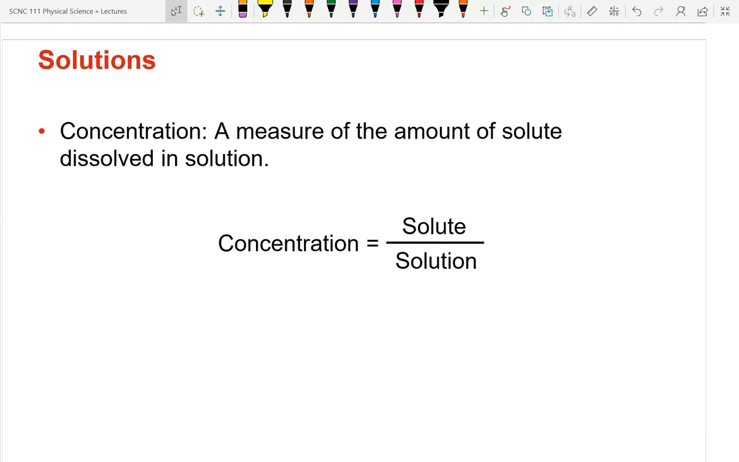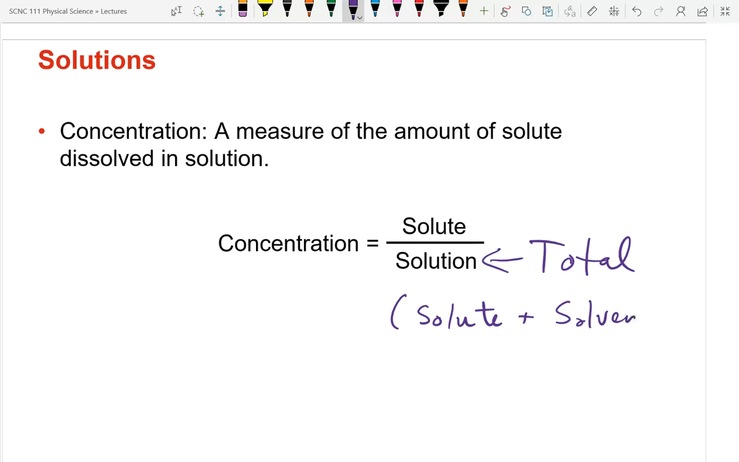And when we have a solution, we like to talk about the concentration of the solution. So the concentration, the bottom part here is the total solution. So the solution means solute plus solvent. Remember, solute is the thing that dissolved, and solvent is the thing it dissolved in. And solution is the total of those two. And solute is just how much stuff dissolved. So concentration is how much dissolved divided by how much total do you have.